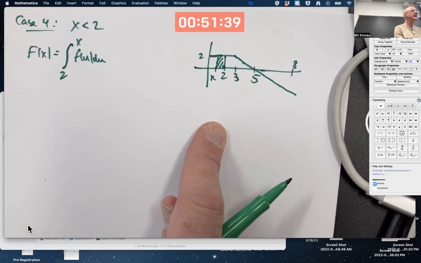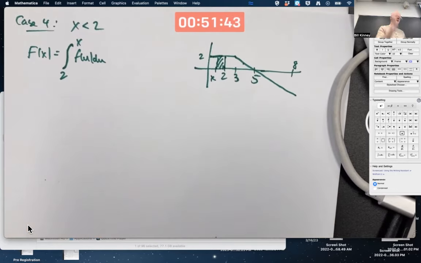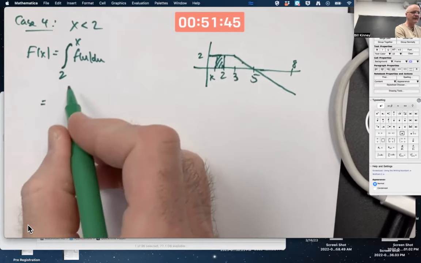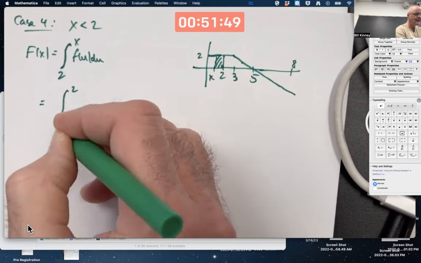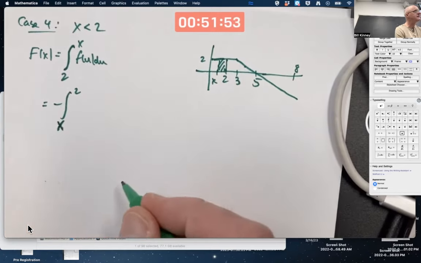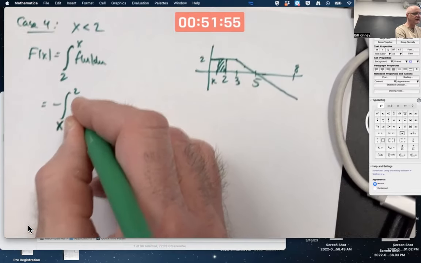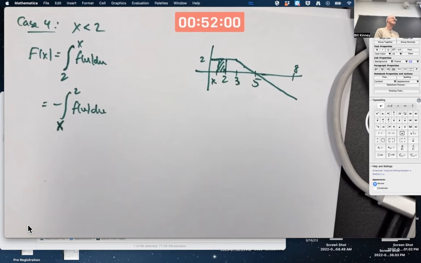Before you figure out that area, you do need to switch the limits of integration around. And instead of going from 2 to x, go from x to 2. But if you do that, you have to put a negative sign in front of it. This is a property of integrals in section 5.4. Why? Come back to the why here in a minute.